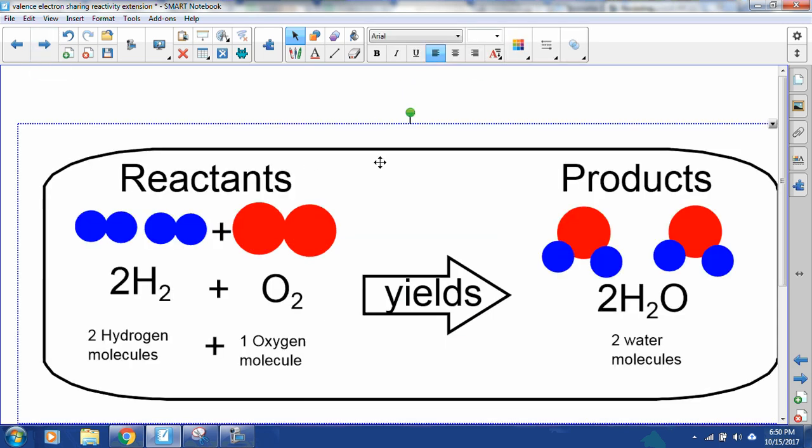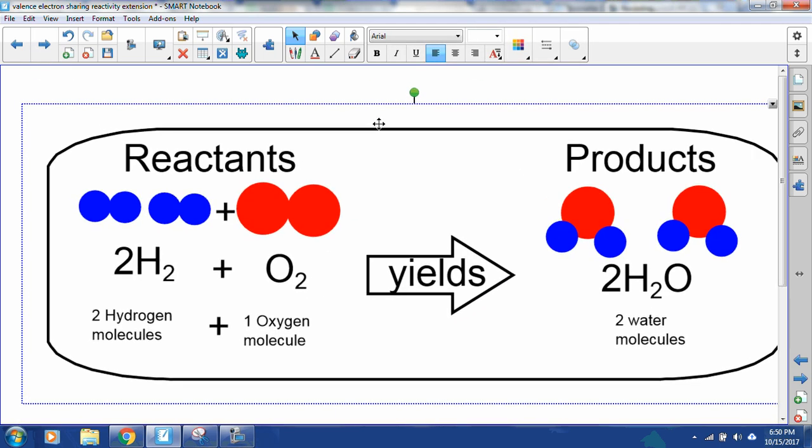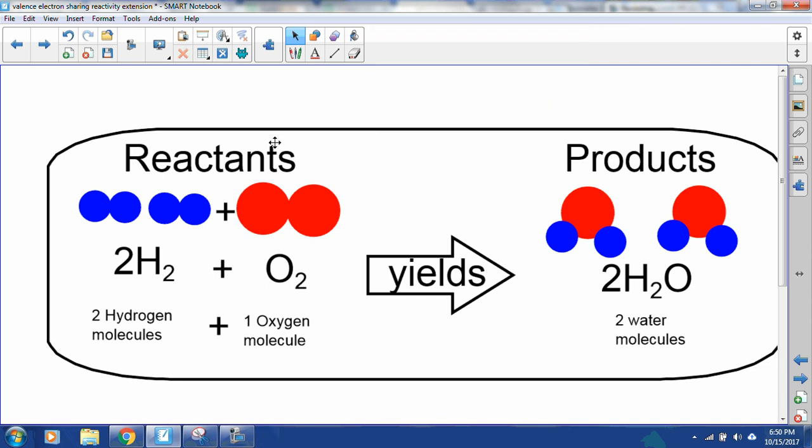Okay. Now let's take a look at that in a balanced equation format. So reactants, remember, is what we start off with. Hydrogen and oxygen are going to react together. It goes through a chemical change and it yields or makes 2 water molecules. Products is what is produced. So 2 water molecules are produced over here.